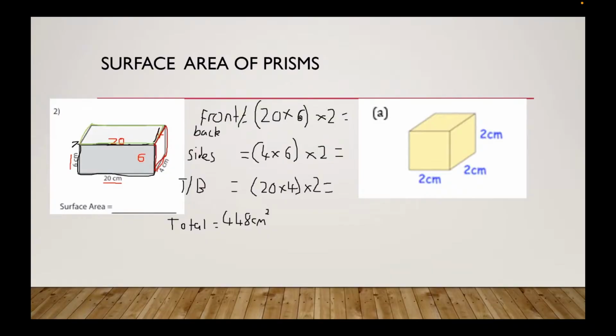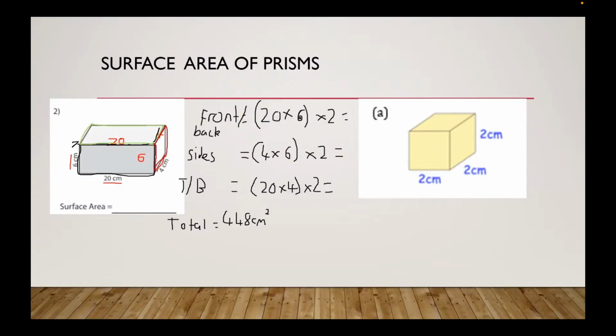Okay, so this again is base times height, and every side's the same, so it's 2 times 2. I think I could just do that, so we'll just do the standard procedure. You could just do 2 times 2 and then times that by 6 to get all the sides, but we'll do the front and back because they want me to. So we'll start with front and back.